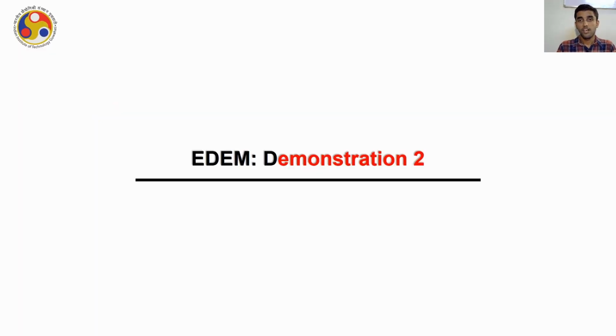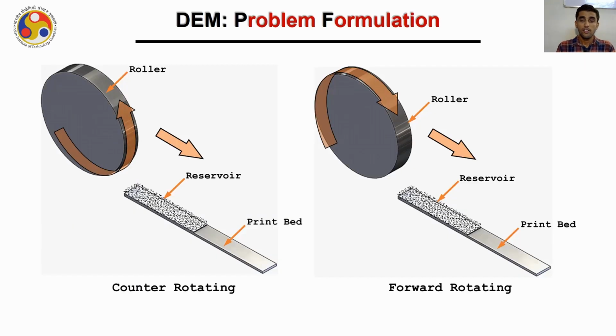So another phenomenon which is quite interesting, and is in the context of additive manufacturing, is in the case of recoating systems for powder bed-based additive manufacturing. We already know that for the case of rollers, when rollers are used for spreading the powder onto the print bed from the reservoir, there could be two possibilities. First, the roller can assume a counter-rotating configuration, or it can assume a forward-rotating configuration.